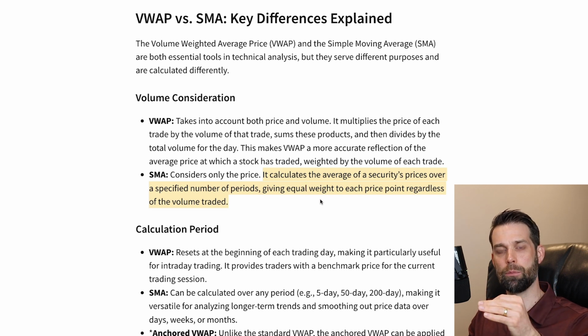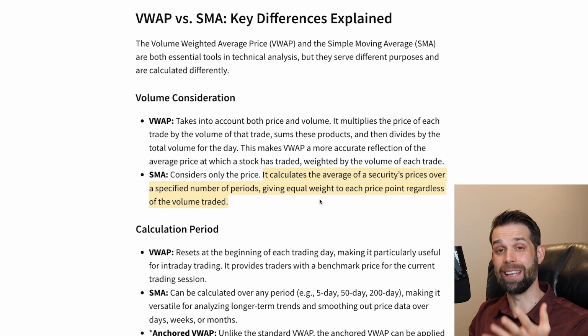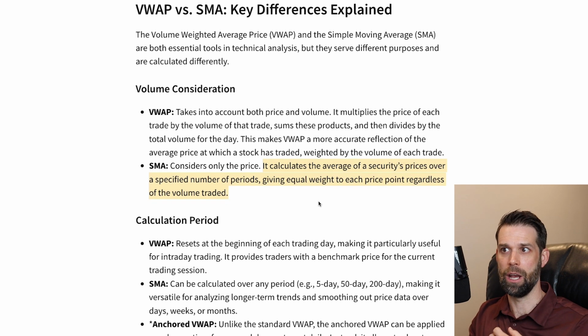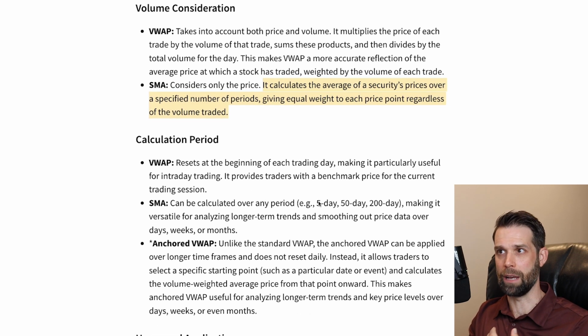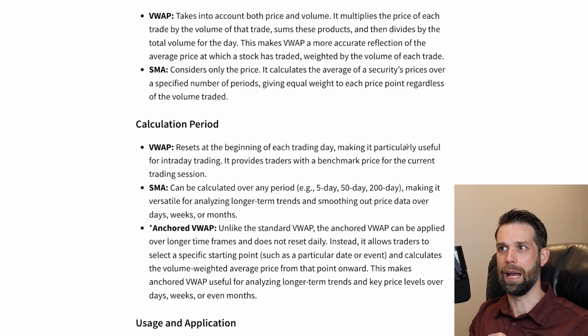So it takes the closing price of each day. It doesn't take into account the amount of volume, and then it looks at that over a period of a 5-day, 10-day, 50-day moving average, or a 200-day moving average, and so on. So it doesn't take volume into account.